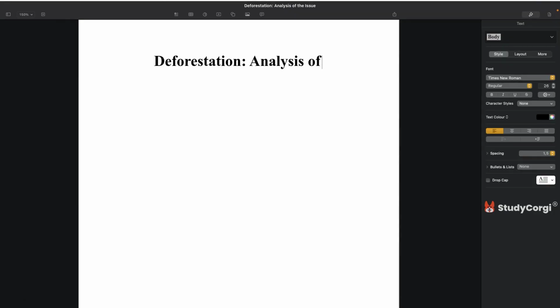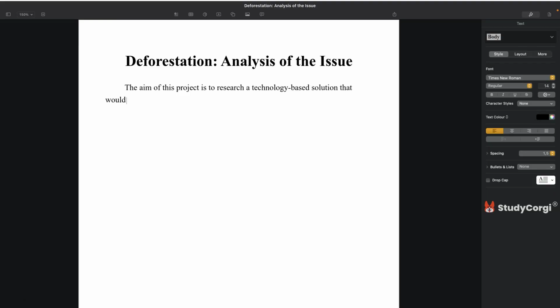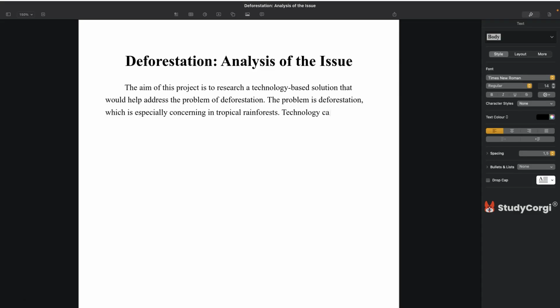Deforestation, analysis of the issue. The aim of this project is to research a technology-based solution that would help address the problem of deforestation. The problem is deforestation, which is especially concerning in tropical rainforests. Technology can help address deforestation by tracking the areas where trees are destroyed.